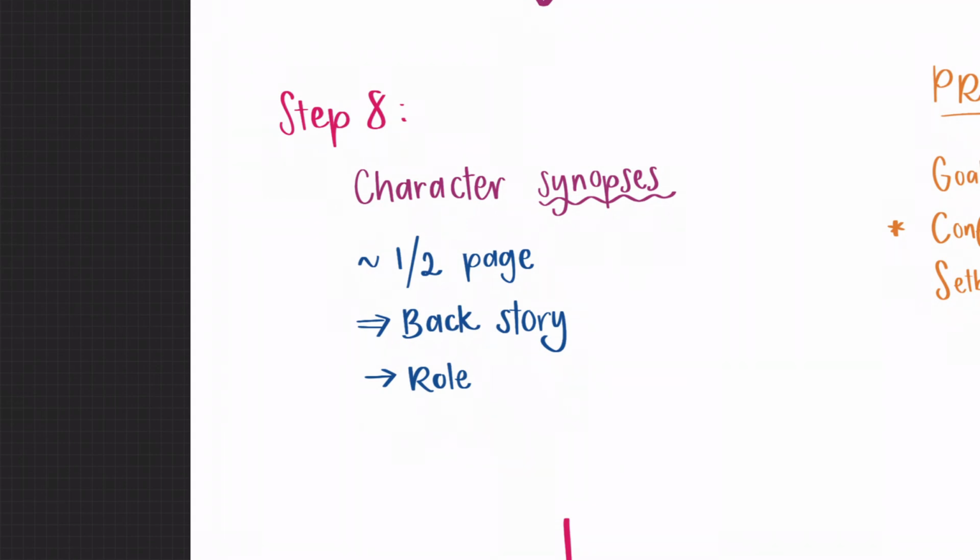Step 8 is to do more detailed character synopses, which are about half a page long, and this way you should focus on the backstory of the character and their role in the story. But the backstory is particularly important to understand why they act the way they do, and this is really essential for every character, but obviously it's super important for your protagonist and also for the villain. And it should relate to what their false moral premise is.